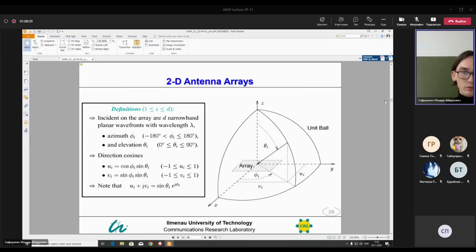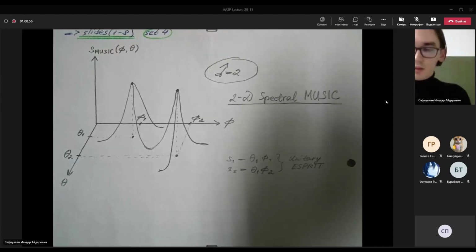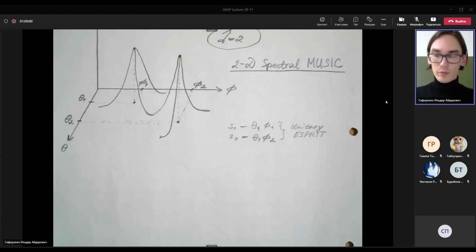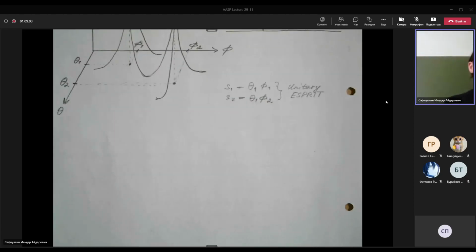So let's go through the slides, and then we'll have this grid picture of how we choose array elements for 2D ESPRIT. So here we have slides from 9 up to 20.